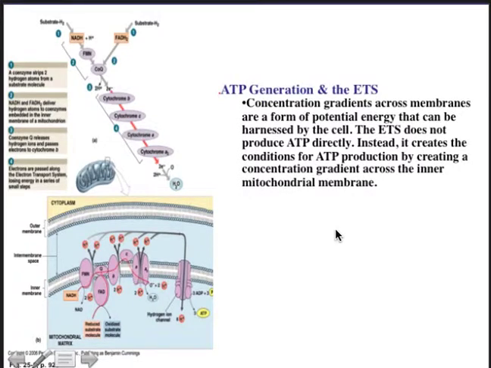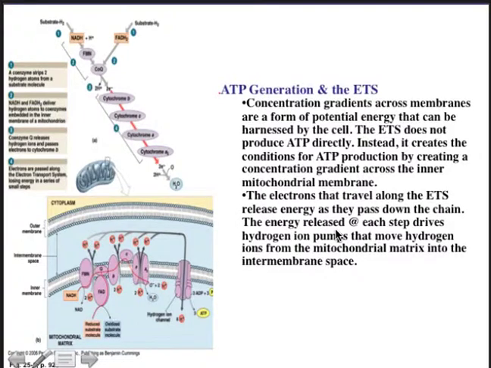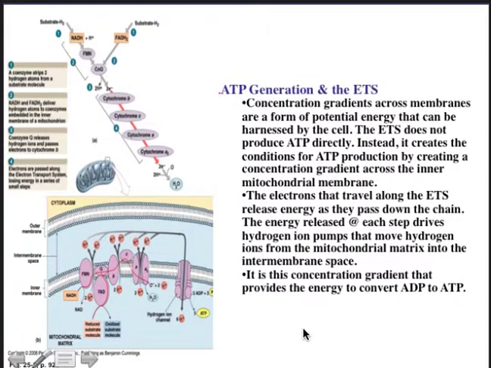Concentration gradients across membranes are a form of potential energy that can be harnessed by the cell. The electron transport system doesn't produce ATP directly. Instead, it creates the conditions for ATP production by creating a concentration gradient across the inner mitochondrial membrane. The electrons that travel along the electron transport system release energy as they pass down the chain. The energy released at each step drives hydrogen ion pumps that move hydrogen ions from the mitochondrial matrix into the inner membrane space. Okay, so this is this proton pumping action that we were talking about. It's this concentration gradient that provides the energy to generate ATP.